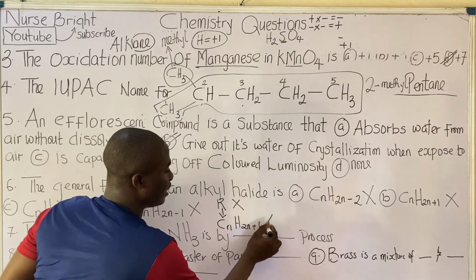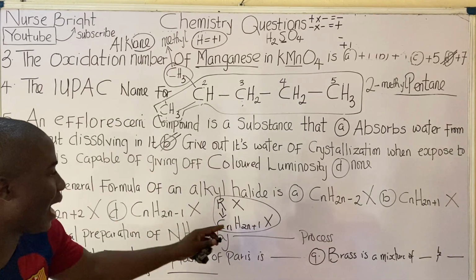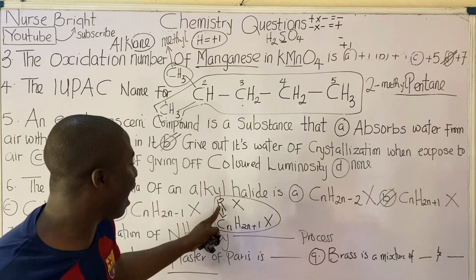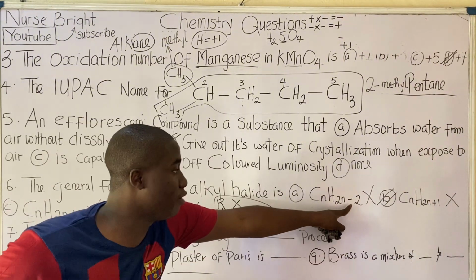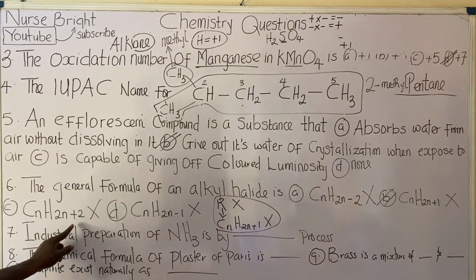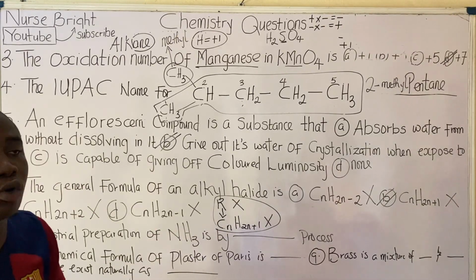So I can just replace my X here. Are you following what I just said? So please check the option that has what I just wrote. Option B has it. Did I say alkyl is CnH2n minus 2? No, I did not. Did I say alkyl is CnH2n+2? No, I said it is plus 1. So the answer to this question goes to option B.